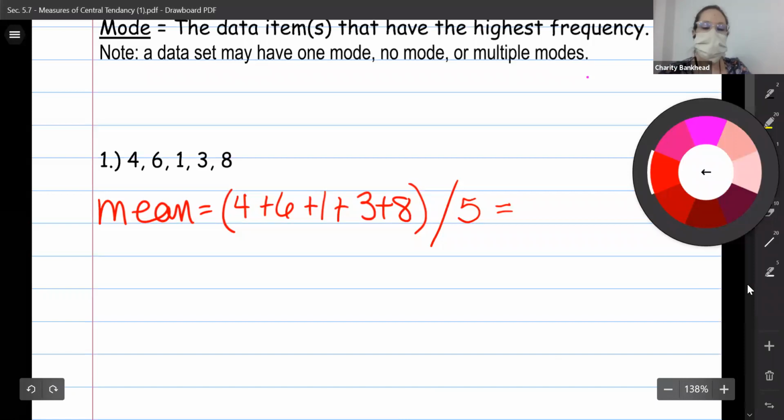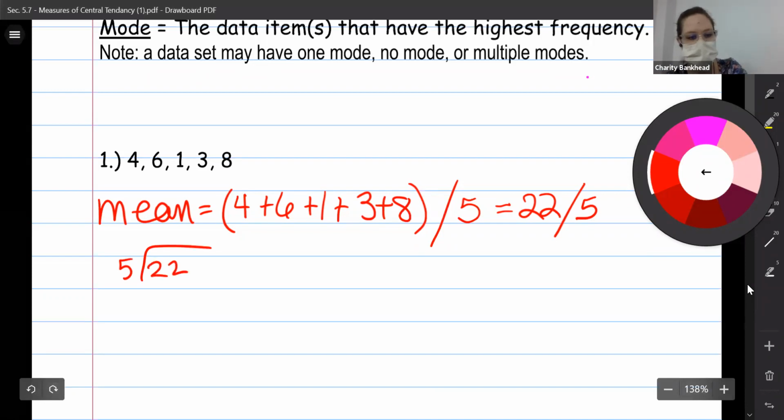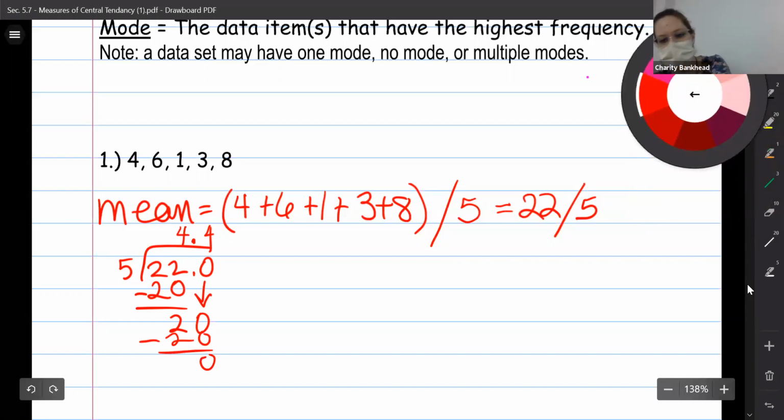All right. So when we add those all up, what did we get? 22. And divide that by 5. So 5 goes into 22 4 times. 4 times 5 is 20. 22 minus 20 is 2. So let's put a 0.0 here and bring down the 0. And then 5 goes into 20 4 times exactly. So the answer is 4.4 is the mean.